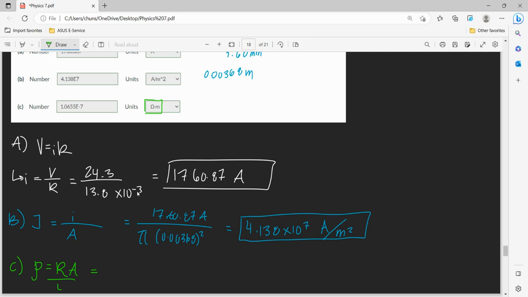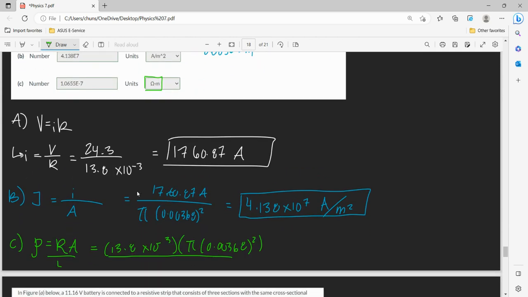Okay, so we have our value for resistance times 10 to the negative 3. Our area, which was pi times 0.00368 squared. And this is over 5.51 meters. And this is equal to 13.8 times 10 to the negative 3 times pi times 0.00368 squared.